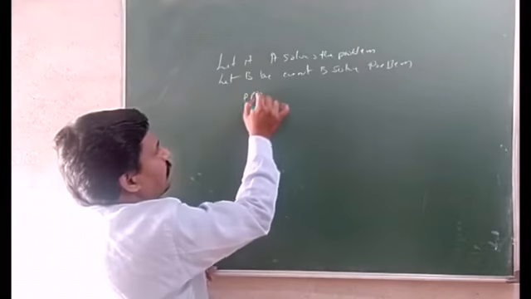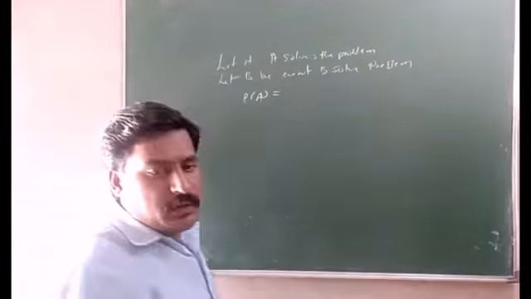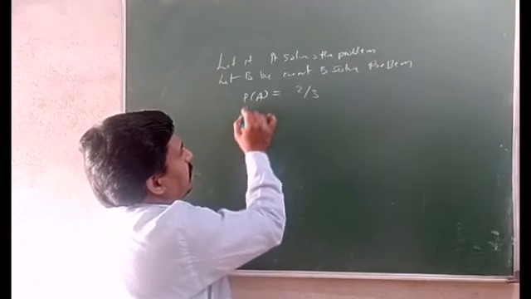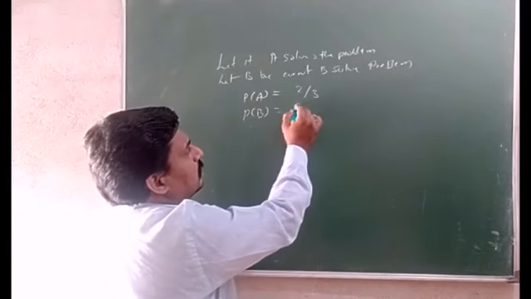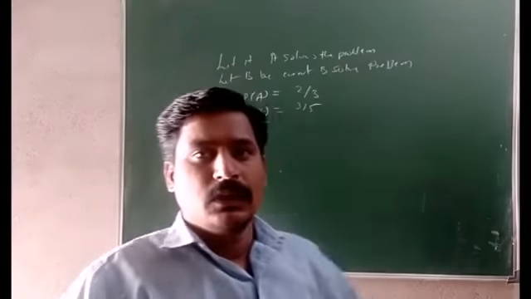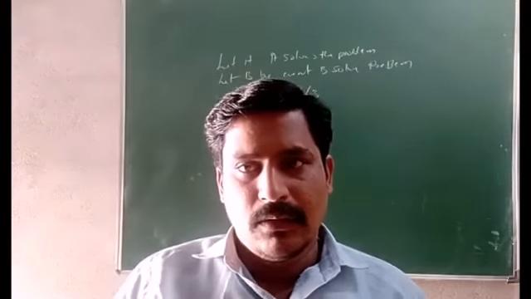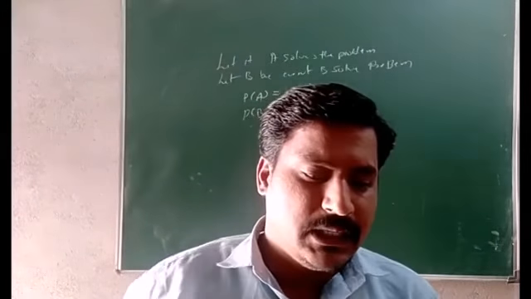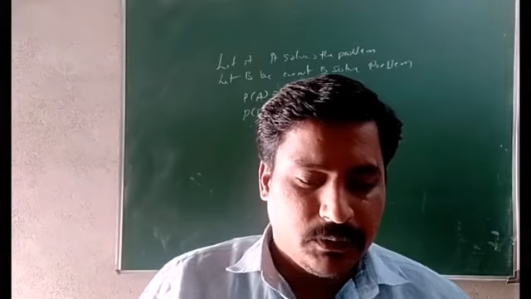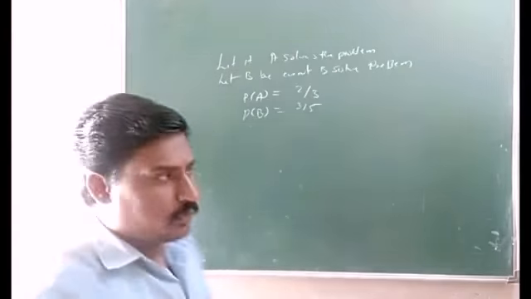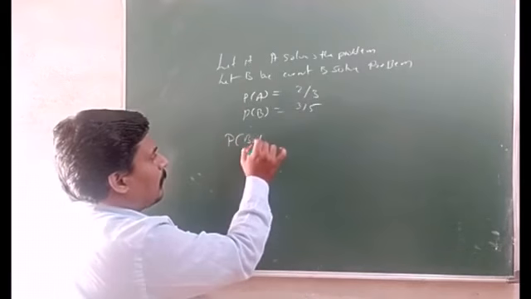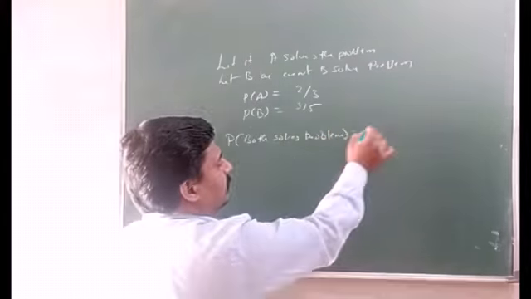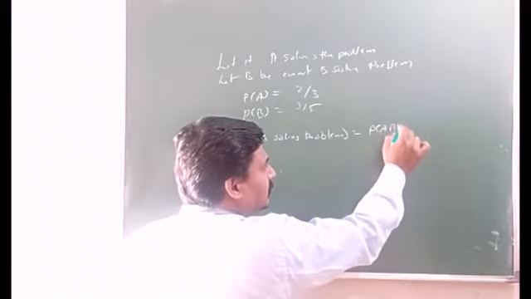So P of A that is given in the problem is 2 by 3, and P of B is equal to 3 by 5. So probability of A solves problem is 2 by 3. Probability of B solves problem is 3 by 5. Now, first question is what? Both of them solve the problem. So probability of both solves problem, that is P of A intersection B.